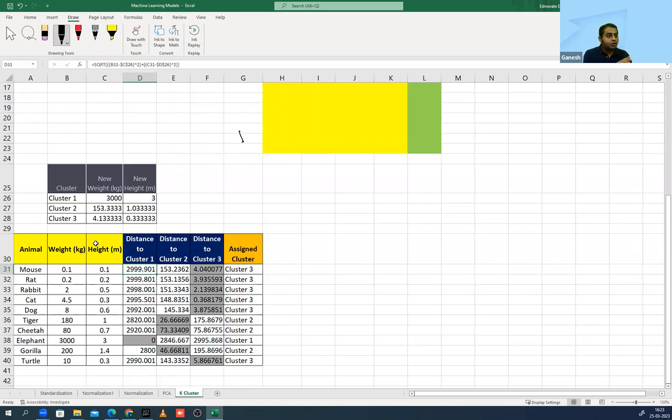I hope everybody is able to understand the process, what is happening in K-means clustering. Everybody online, can I get a quick confirmation? Till now, this is K-means clustering. Everybody's okay? It's very simple. Don't worry.